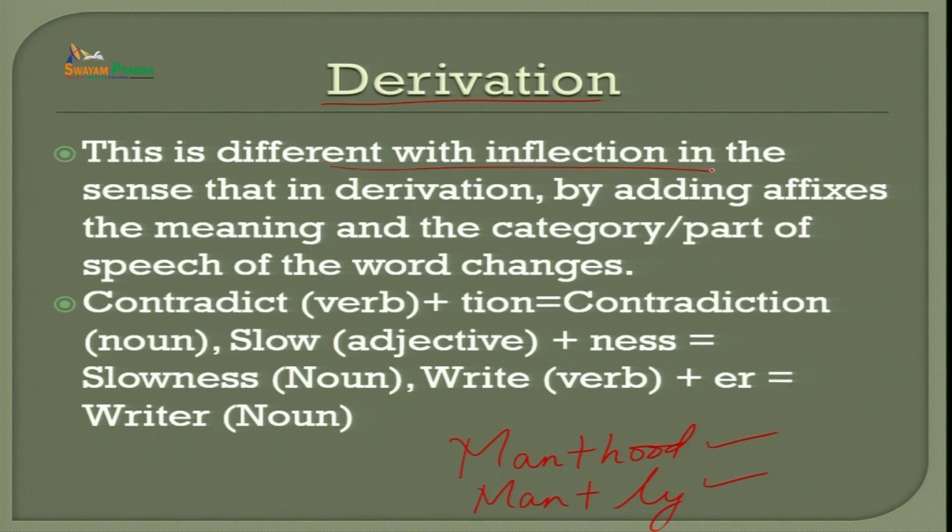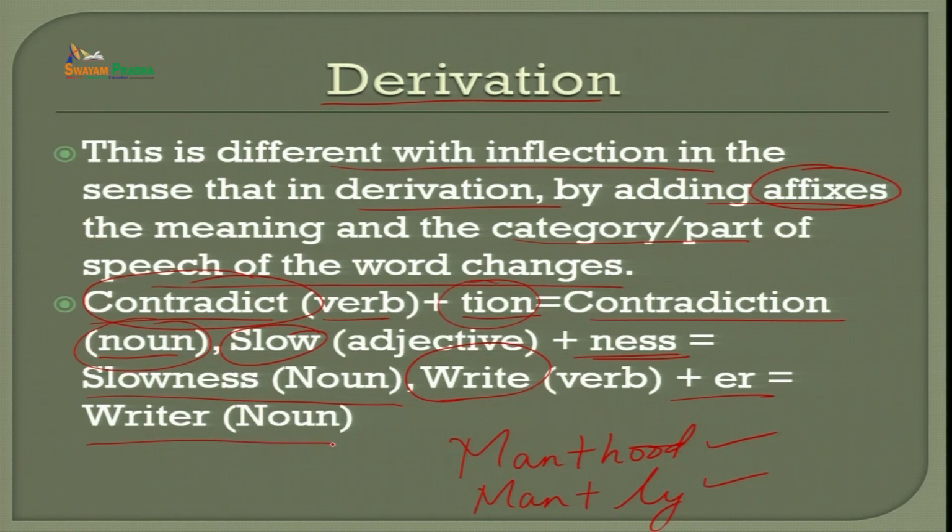Now look at this. This is different from inflection in the sense that in derivation, by adding affixes, meaning suffixes and prefixes, the part of speech category of the word changes. Let us take an example: contradict, that is a verb, plus tion makes contradiction, a noun. Next, slow is an adjective, and when ness is added to it, slowness becomes a noun. Again, write is a verb, as in please write the answer, and if I add er to it, it becomes the noun writer.